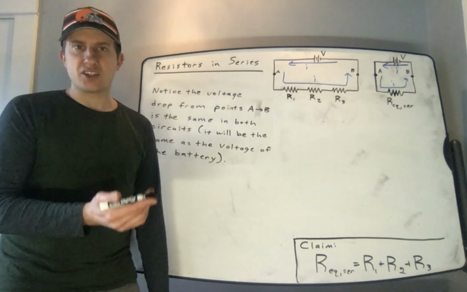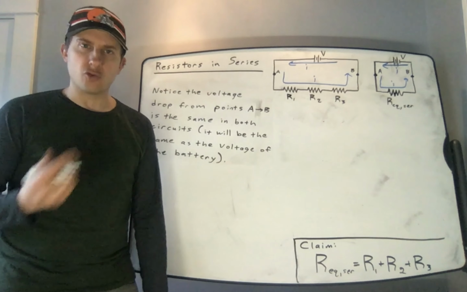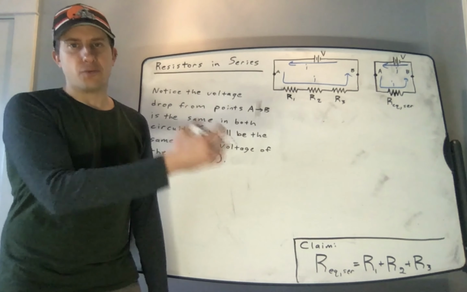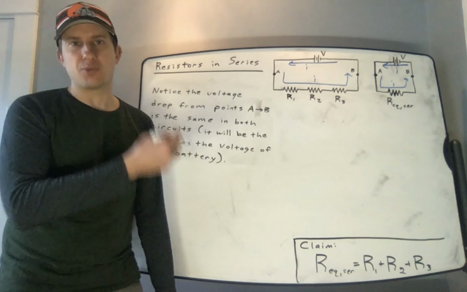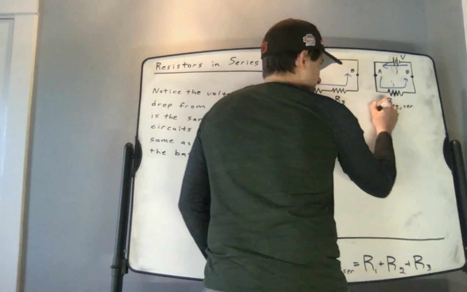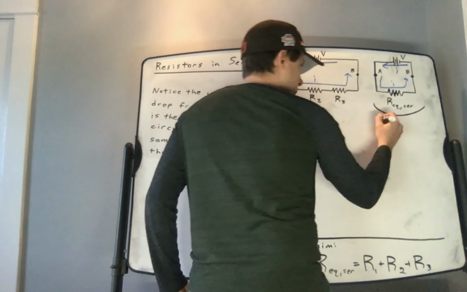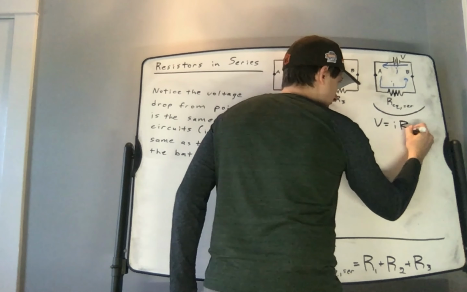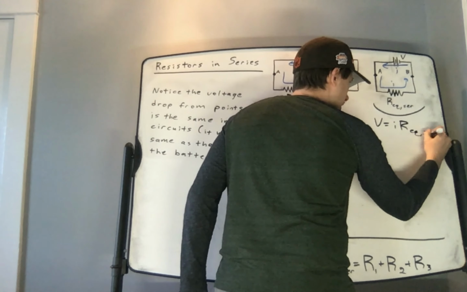Because we have resistors with some current flowing through them, there will be a voltage drop across each resistor. Because we are told the voltage drop from points A to B must be the same as the voltage of the battery, I could say that the voltage drop across the equivalent resistor is going to be equal to V, which I could write as I times R equivalent from Ohm's law.